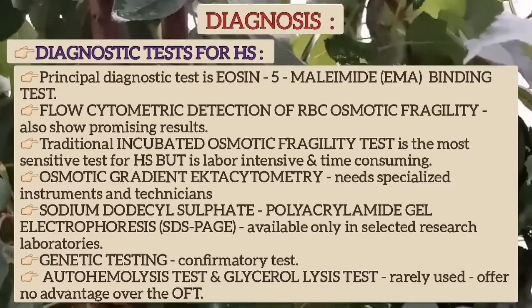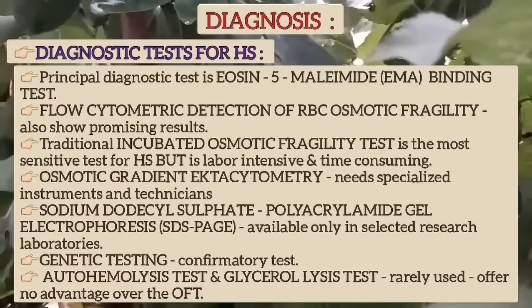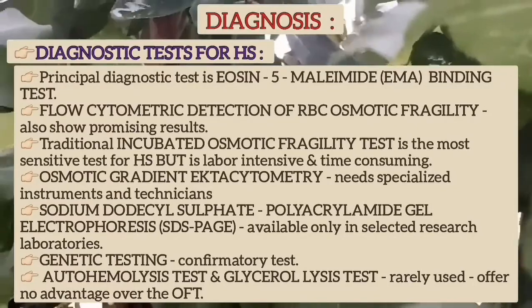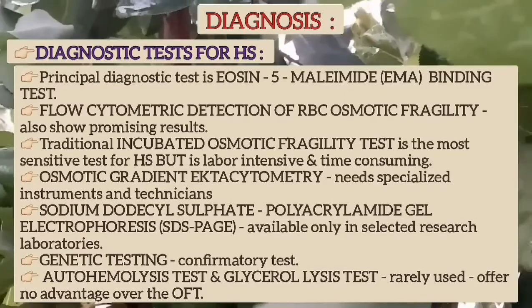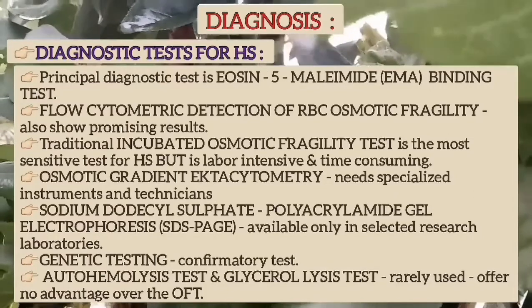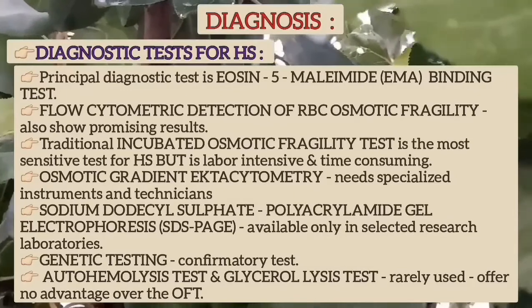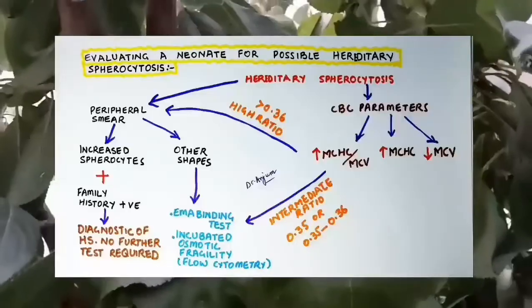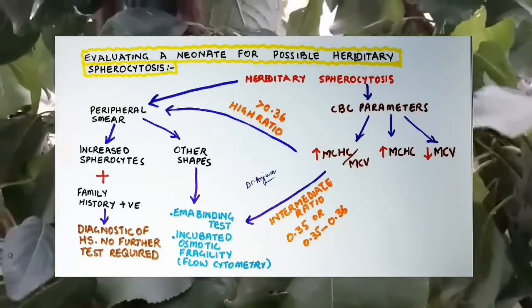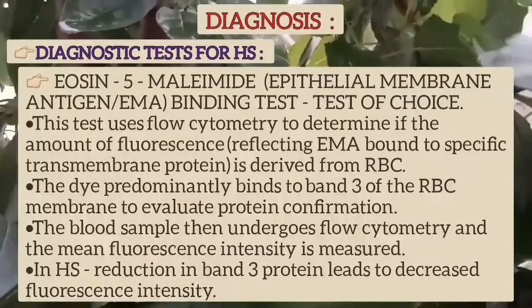Now osmotic gradient ektacytometry is another test but it needs specialized instrument and technicians. Similarly, sodium dodecyl sulfate polyacrylamide gel electrophoresis is only available in selected research laboratories. Now genetic testing is the confirmatory test. Other tests which are used are autohemolysis tests or glycerol lysis tests, but they are rarely used. Now this is a simplified technique showing evaluation of neonate for possible hereditary spherocytosis. Now I will explain this test briefly.